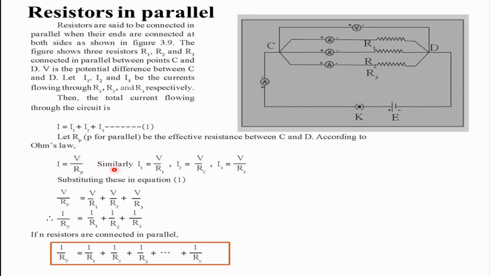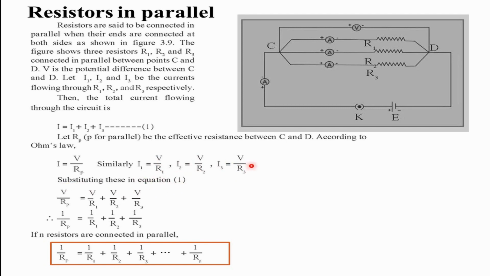Similarly, we can use this formula individually for each resistor to find the current across it. So I1, I2 and I3 will be given as V upon R1, V upon R2, and V upon R3. It's not V1, V2, V3. It's V upon R1, V upon R2, V upon R3.